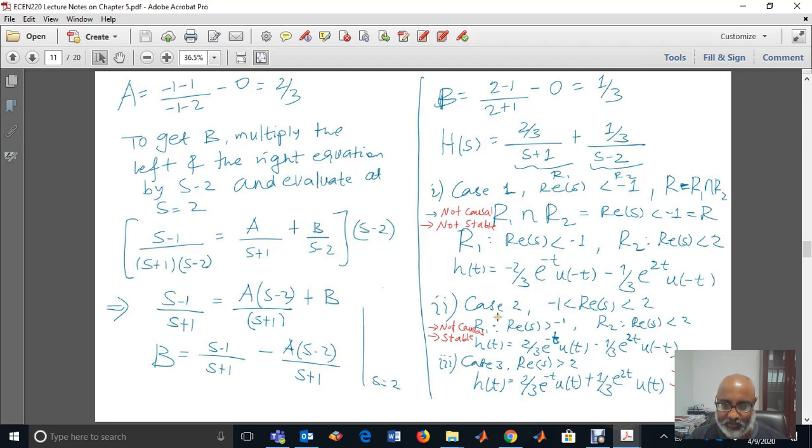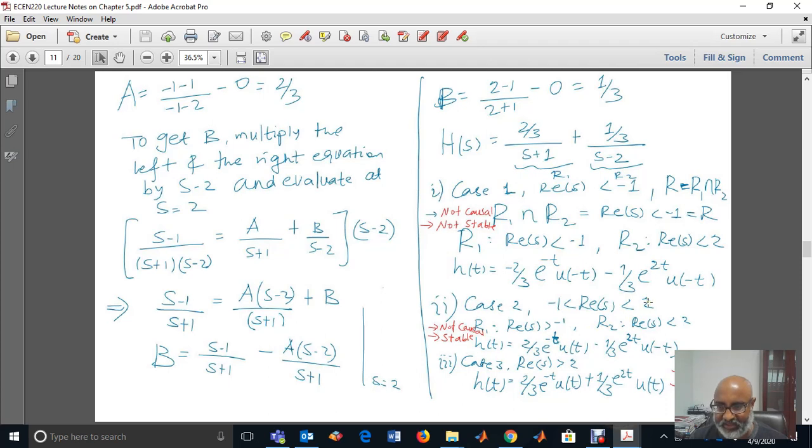Now let's talk about case 2. Case 2, region of convergence between -1 and 2. If it is between -1 and 2, what will be the impulse response? What should be R1? R1 has two alternatives, less than -1 and greater than -1. Which one should we choose? To be in the common region, greater than -1. So the first region is real of s greater than -1.